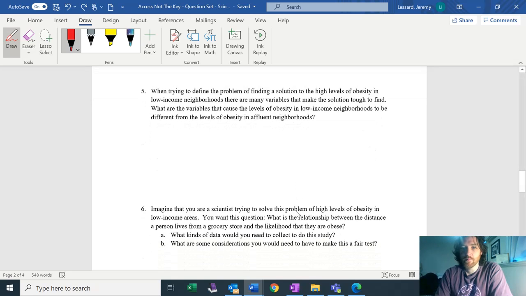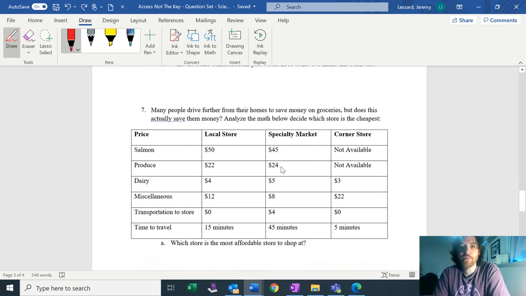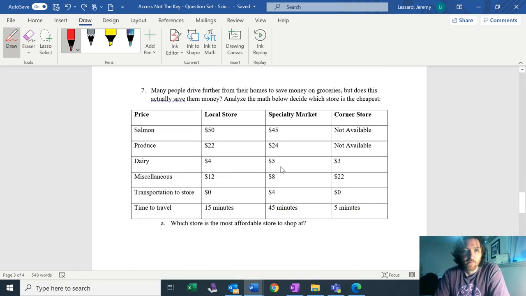So as you go through, you're going to be thinking about not just information you learned from the article, but also things that are part of your background. And so as you imagine you're a scientist, you want to think about what you would need to find out, how you could solve this problem, how you could study this problem, and how you could make your study fair. There's also some math here for you to think about. Think about how to save money when you're shopping for food. That's going to be a real life issue that a lot of you are going to deal with. I know I deal with it every time I go to the store for food.